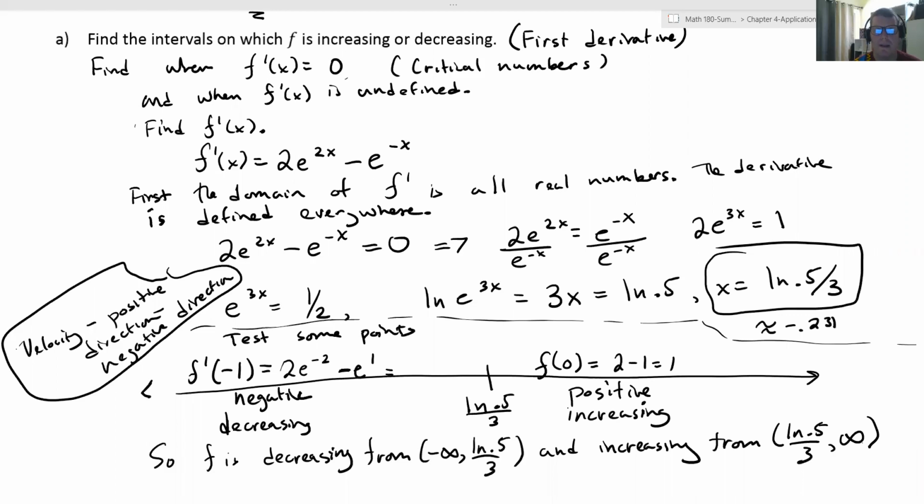Cool. Any questions on that? Pretty straightforward. It is very straightforward. Find the critical numbers, test points on either side of the critical numbers.